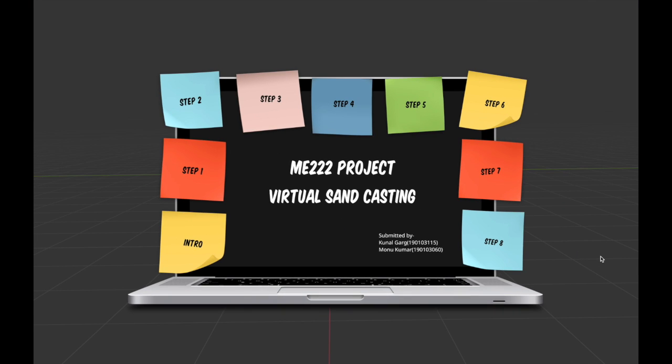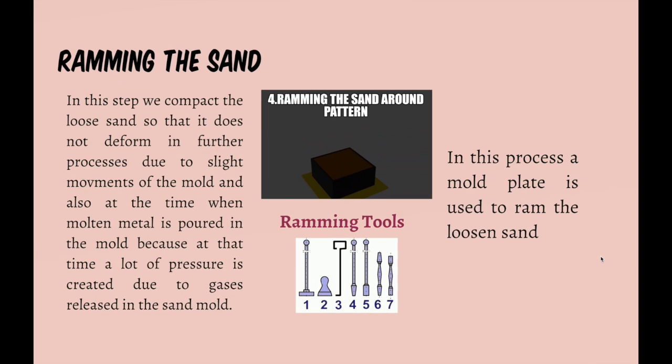Now moving on to step 3. Ramming the sand. In this step, we compact the loose sand so that it does not deform in further processes due to slight movement of mold and also at the time when the molten metal is poured in the mold, because at that time a lot of pressure is created due to gases released in the sand mold.